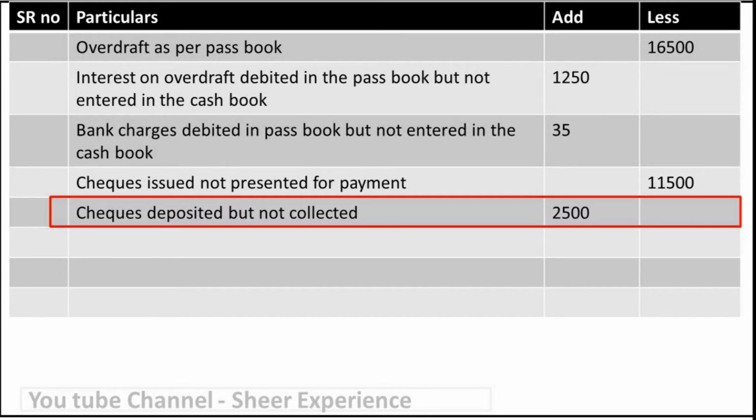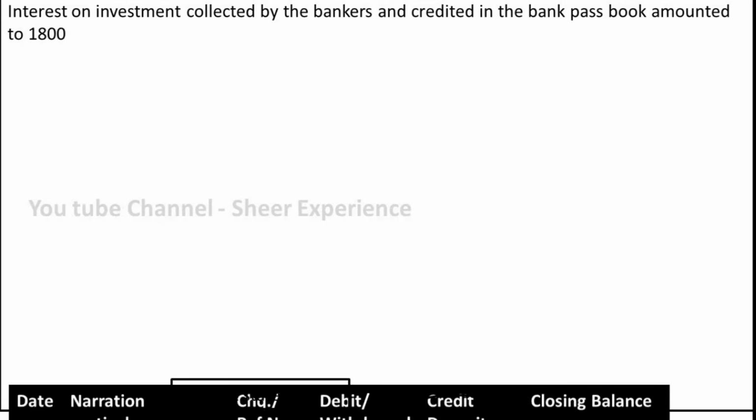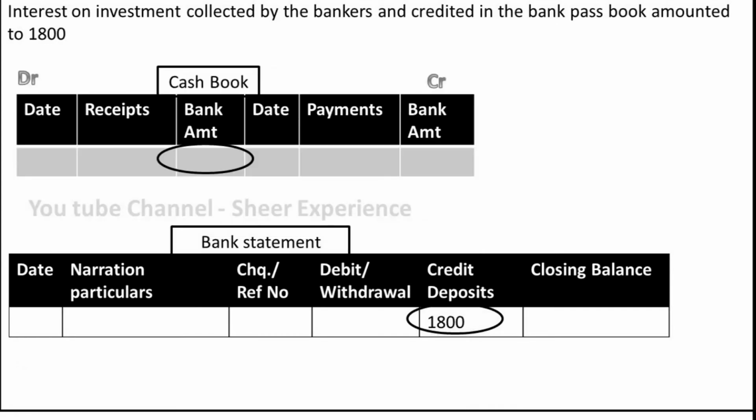Our next transaction is interest on investment collected by the bankers and credited in the passbook, amounting to 1,800. When interest on investments is collected by the bank, the bank credits the amount to our bank account. So in the bank statement under deposits, we can see 1,800. Since we are not aware of this transaction, we have not recorded any entry in the cash book, so there is no entry in the cash book.